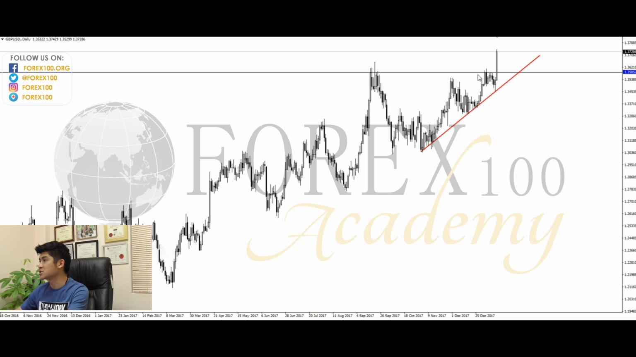Alright, so pound dollar is moving upwards. The trend, likewise on Euro dollar, is a bullish trend setup.